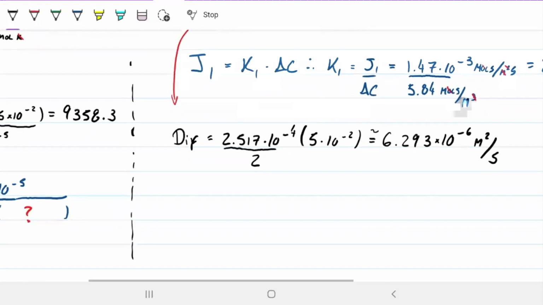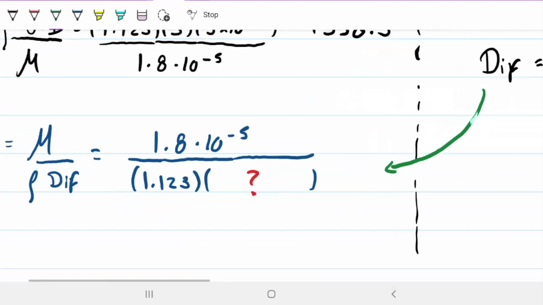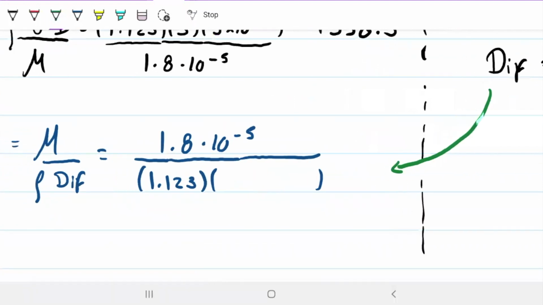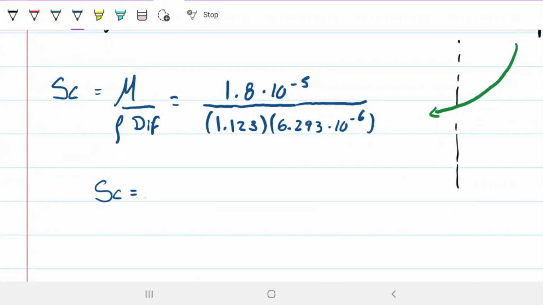Okay, so we did this whole loop so that we can find this guy, and we know this guy applies for both, and that's the beauty of it, right? We know that this guy also applies to the flowing air condition too. So I can go ahead and plug in that number into where we have the question mark. So over here, I can remove this. I can plug in 6.293 times 10 to the minus 3. Oops, sorry, minus 6. And now we can solve for Schmidt's number, which was where we got stuck before. So Schmidt's number happens to be 2.547.